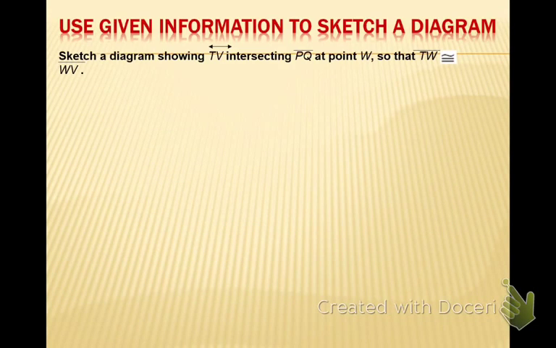Given the information, sketch the diagram. Sketch a diagram showing line TV intersecting segment PQ at W so that TW equals WV. Try to do that. Go ahead and do that on your own and then compare it to what I put up here on the screen.